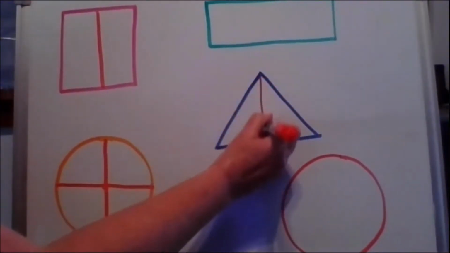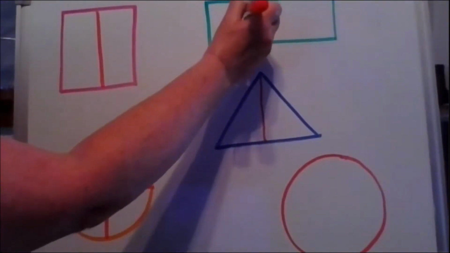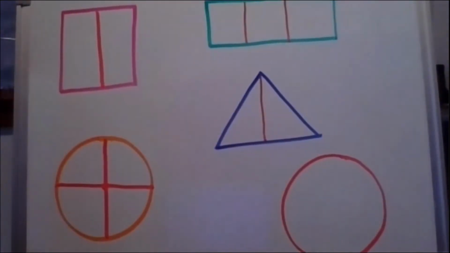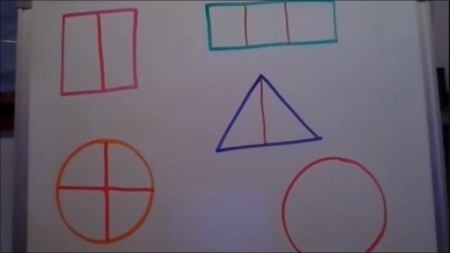And the triangle has been divided into, yes, halves. And how about the rectangle? Has it been divided into thirds, halves, or fourths? That's right, it has been divided into thirds.